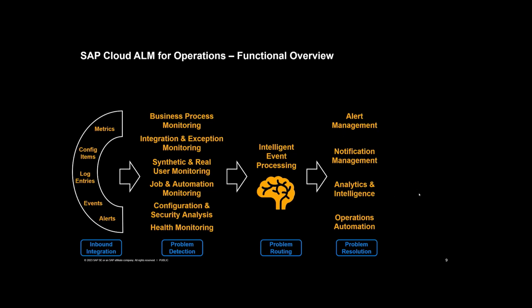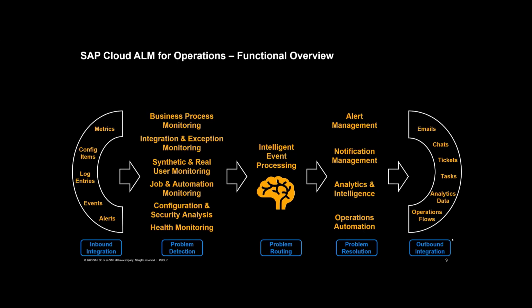We can send out notifications like chat messages or emails. We can also use our embedded analytics and intelligence capabilities, which are embedded directly in the use cases, to work with the data and see what could be the root cause for a certain problem. And we can also trigger corrective actions, operation flows. At the outbound side, again, we are sending out emails or chat messages. We can also integrate with an existing ticket system. So we have a generic ticket integrator.